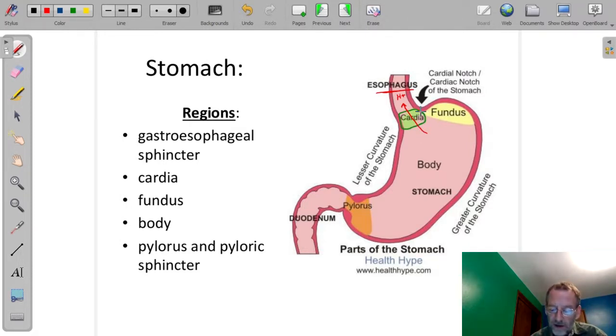They used to be referred to by some people as the cardiac sphincter, but we're not going to talk about that. That's just confusing. It sounds like something in the heart. This is the gastroesophageal sphincter that occurs at this point. It's a fairly weak sphincter.